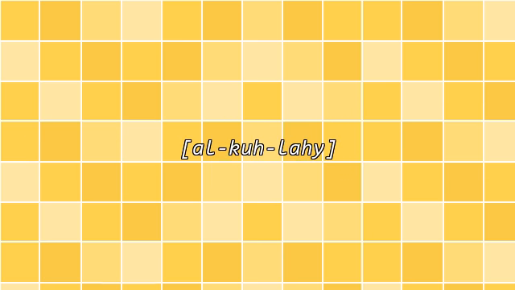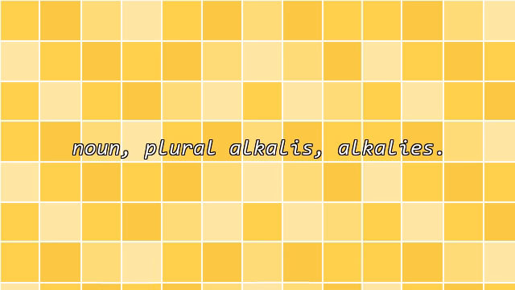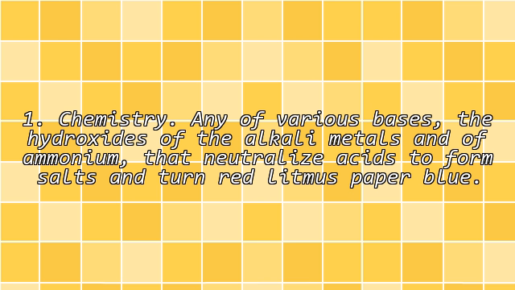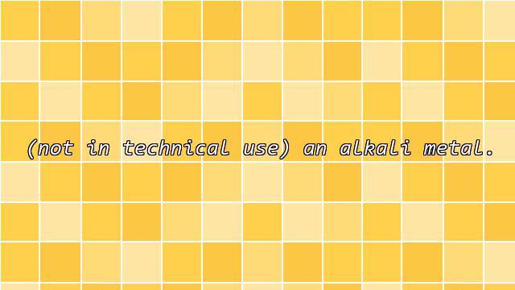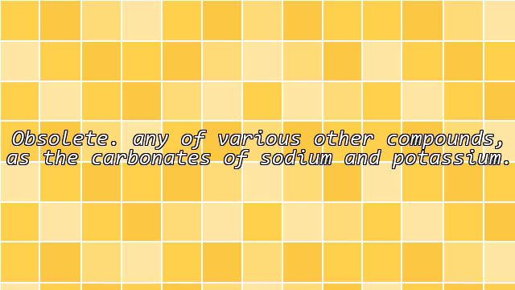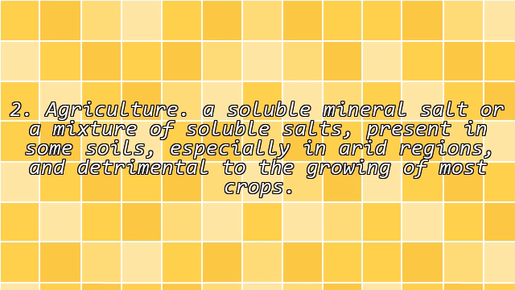Alkali, noun, plural alkalis. 1. Chemistry. Any of various bases, the hydroxides of the alkali metals and of ammonium that neutralize acids to form salts and turn red litmus paper blue. Any of various other more or less active bases, as calcium hydroxide. Not in technical use, an alkali metal. Obsolete. Any of various other compounds, as the carbonates of sodium and potassium. 2. Agriculture. Soluble mineral salt, or a mixture of soluble salts, present in some soils, especially in arid regions, and detrimental to the growing of most crops.